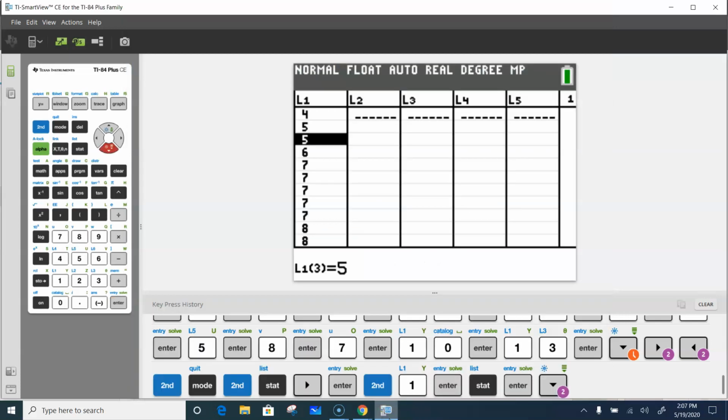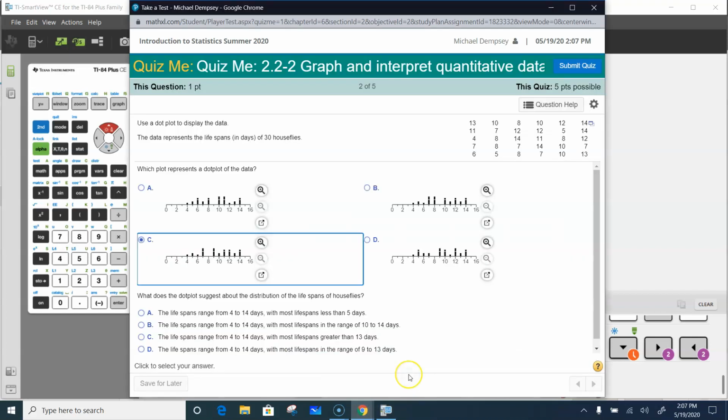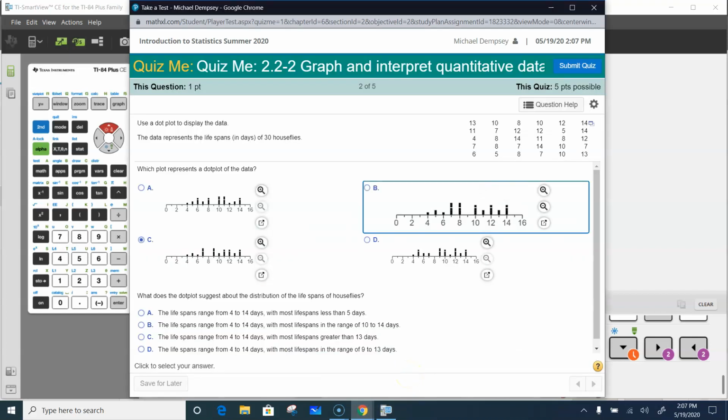4, 2 5s, 6. How many 7s? 1, 2, 3, 4, 5 7s. How many 8s? 1, 2, 3, 4, 5 8s. Let's see if we get a discrepancy with either of these. They both look okay. Yeah, so C is not right. We need more 8s to make that one right.